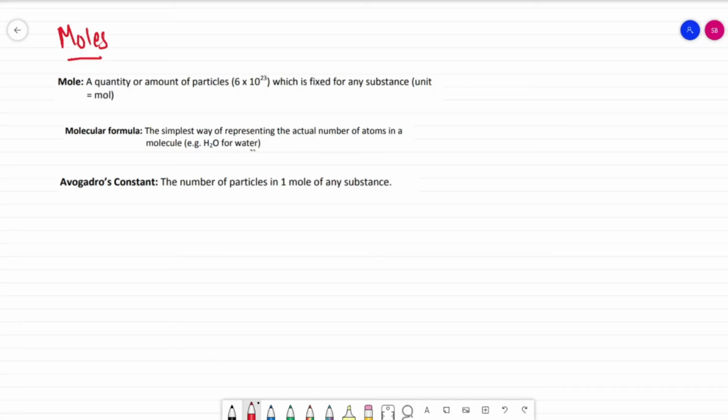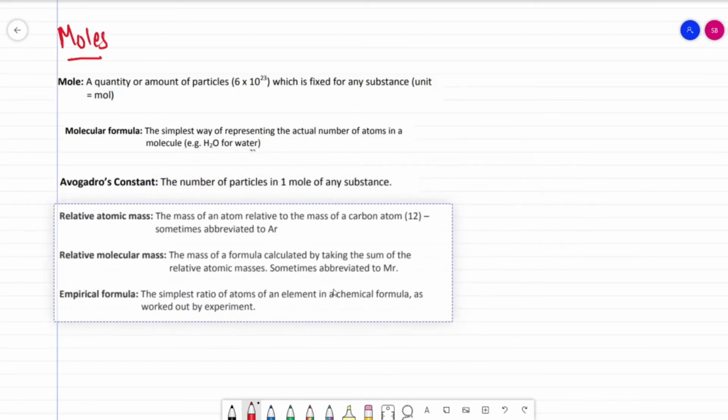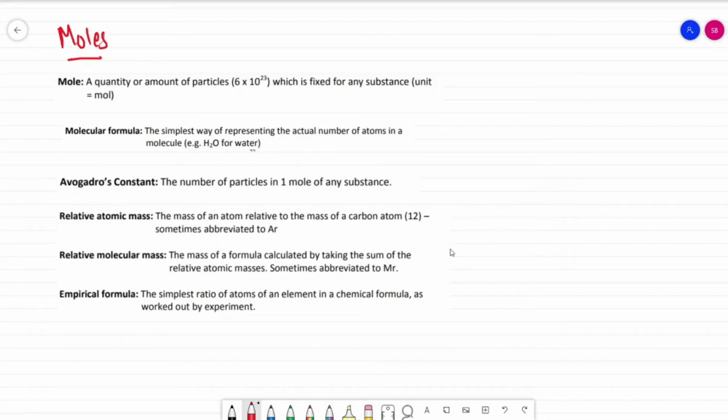Now the next 3 that you need to know, we have already talked about: the relative atomic mass that we just had a look at, the relative molecular mass, and something we call the empirical formula. The relative atomic mass is the mass of an atom relative to the mass of a carbon atom, sometimes abbreviated to AR. The relative molecular mass is the mass of a formula, calculated by taking the sum of the relative atomic masses. And then we have the empirical formula.